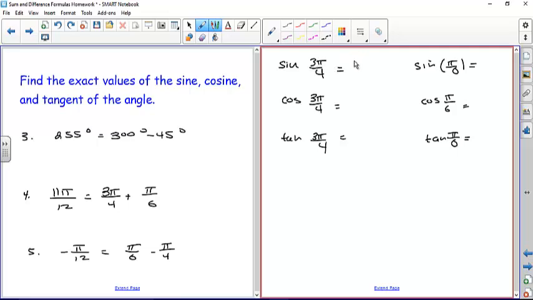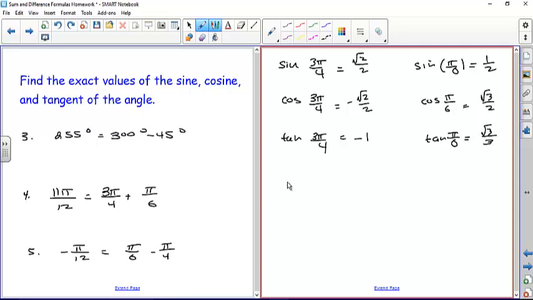So this is going to be the square root of 2 over 2. This should be negative the square root of 2 over 2. This is negative 1. This divided by that becomes negative 1. Pi over 6, the sine of pi over 6 is a half. The cosine is the square root of 3 over 2. The tangent of pi over 6 is the square root of 3 over 3. So if I divide sine by cosine, the 2's cancel out. I get 1 over the square root of 3, which simplifies down to that.